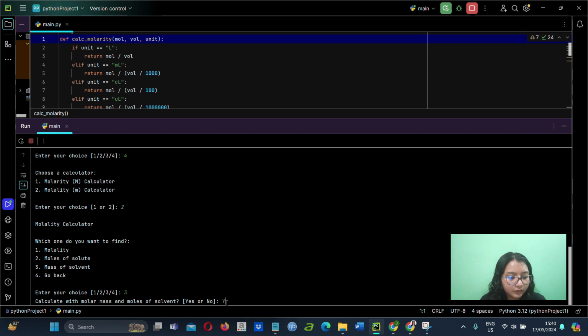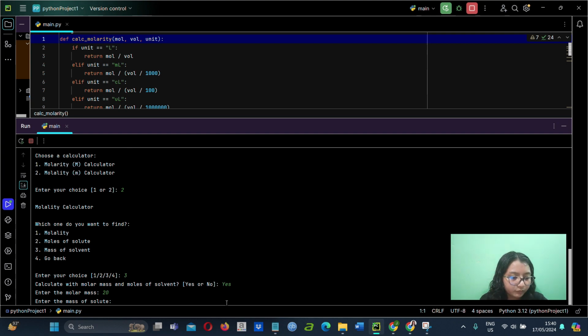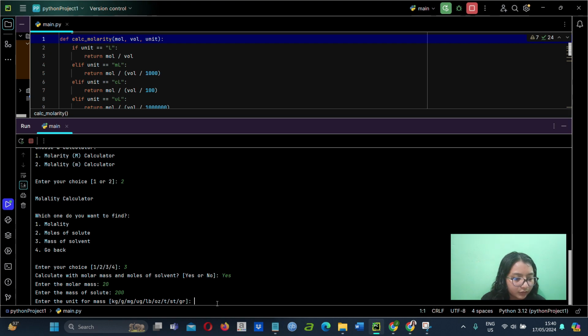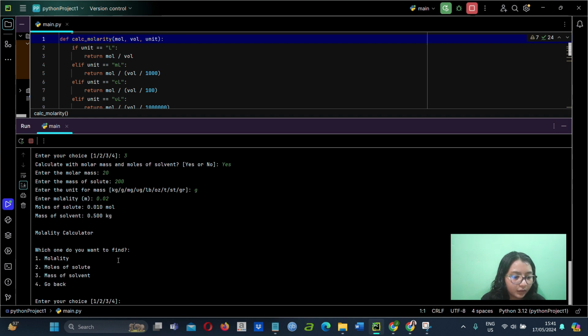And then now there is an option to enter the molar mass. Let's say the molar mass is 20 and the mass is 200. As you can see here, for the mass units, there are other options too, similar to molarity. The required unit for molality is kg, but sometimes in problems they are given in units that are not in kg. So let's say it is in grams, and then let's enter the molality. Let's say it's 0.02, and then there you have it. So it is now in kg.